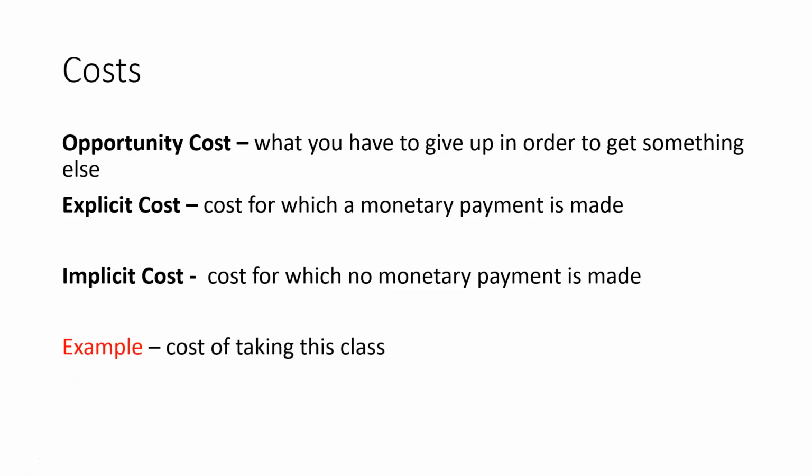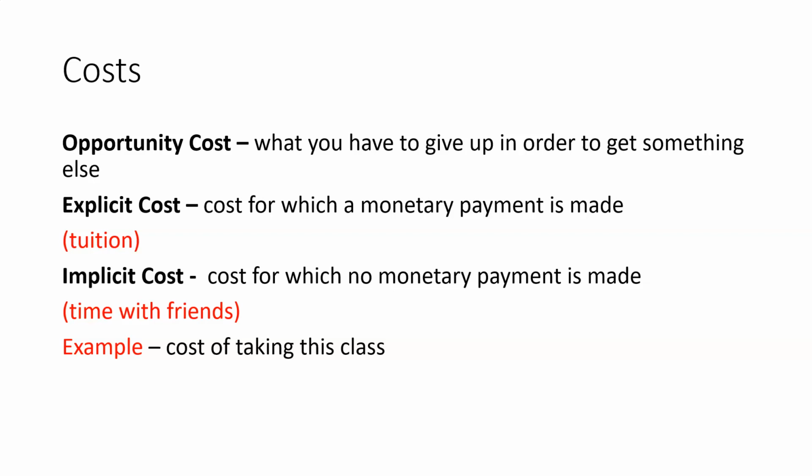For example, taking this class. There's an implicit cost and an explicit cost. Well, obviously, the explicit cost of taking the class is the tuition you have to pay. But there's an implicit cost also. That's time with your friends or what you would have been doing otherwise. Okay, so we have those types of costs that we look at.